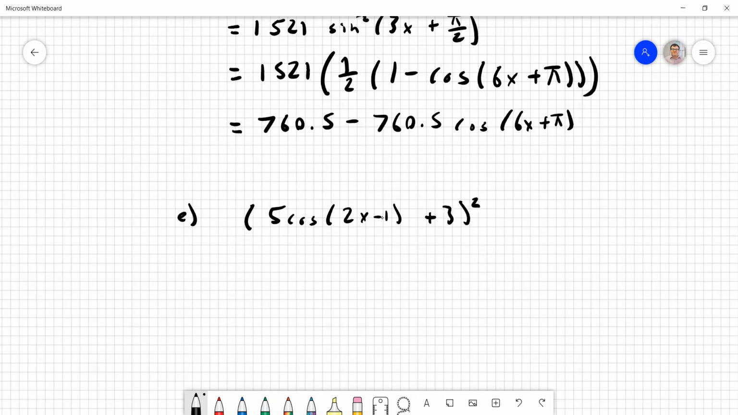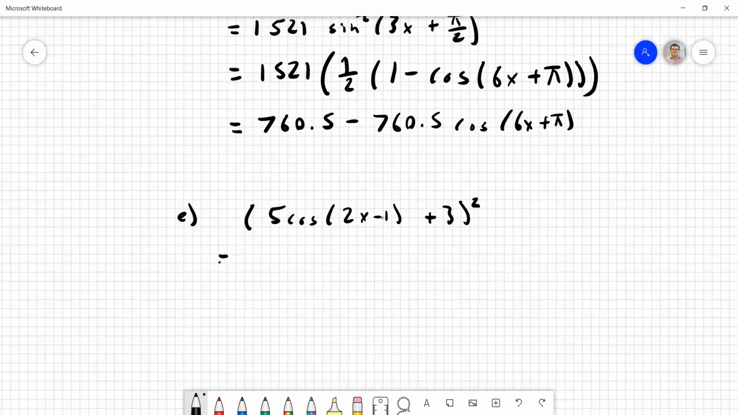And to this, we've also added a 3 before squaring the bracket. Now here it's going to be slightly different. We have two terms in the bracket. We've got the 5 cos 2x minus 1, and we've got the plus 3. So we use our rules for expanding brackets in order to find this. You can either write out the same bracket twice and multiply them together, or you can use the rules for squaring brackets, which I'm about to do just now.